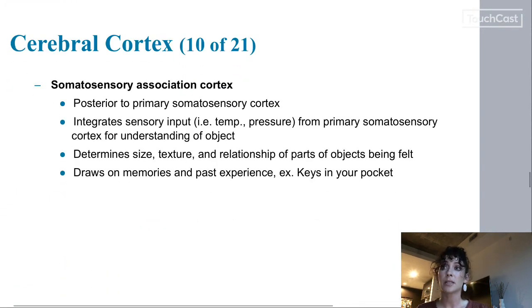Okay, so this somatosensory association cortex is going to sit posterior to the primary somatosensory cortex, so just behind that. It's going to integrate our sensory input, things like temperature or pressure, to understand an object. So these are going to help us determine size, texture, relationship of parts of an object being felt. I can reach into my pocket and know that that is my chapstick, or those are my specific keys, because they draw on past experiences of exactly what that feels like in your pocket. So even though you don't see it, you know exactly what it is, and that is because of our somatosensory association cortex.